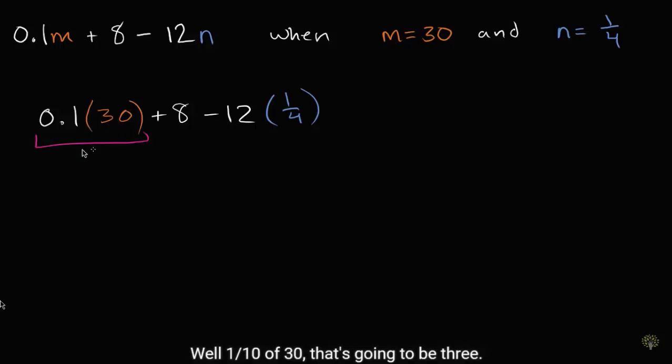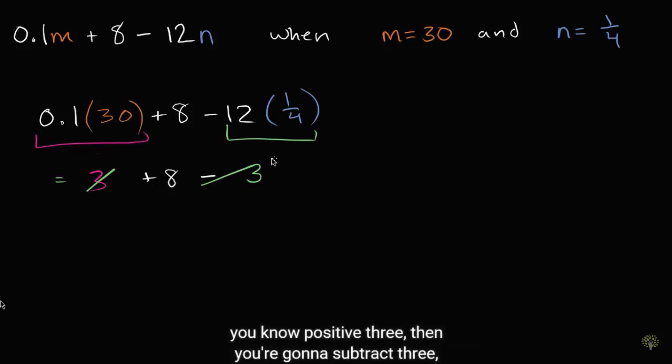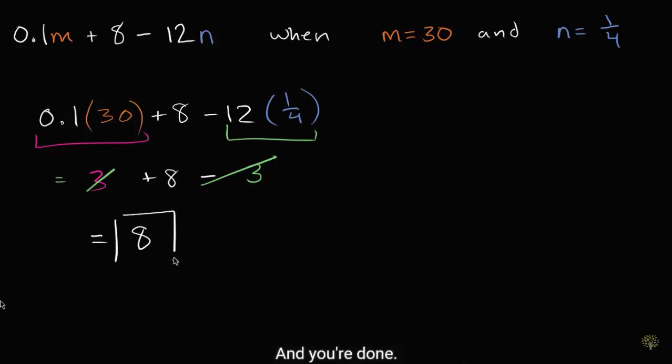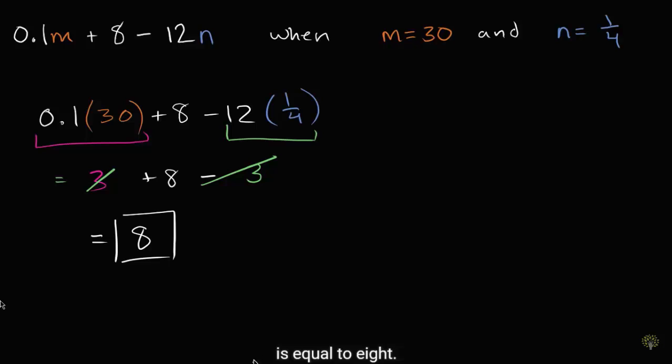Well, 1/10 of 30, that's going to be 3. So this part is 3. 3 plus 8, and then we're going to have minus. Well, what is 12 times 1/4? That's going to be 12/4, or 12 divided by 4, which is going to be equal to 3. And now when we evaluate this, we have 3 plus 8 minus 3. Well, you have a positive 3, and then you're going to subtract 3, and you're just going to be left with an 8. And you're done. This expression, when m is equal to 30 and n is equal to 1/4, is equal to 8.